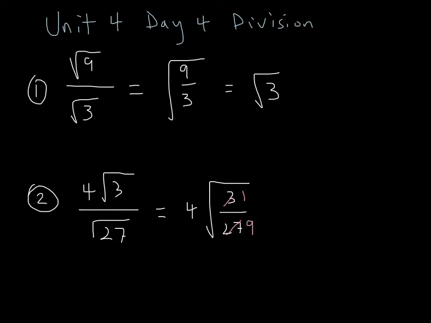Now, I might want to think of this as the square root of 1 over the square root of 9. Why? Because the square root of 1 is 1. 4 times 1 makes 4. And the square root of 9 is 3. And I'm done. So those are two ways to simplify.